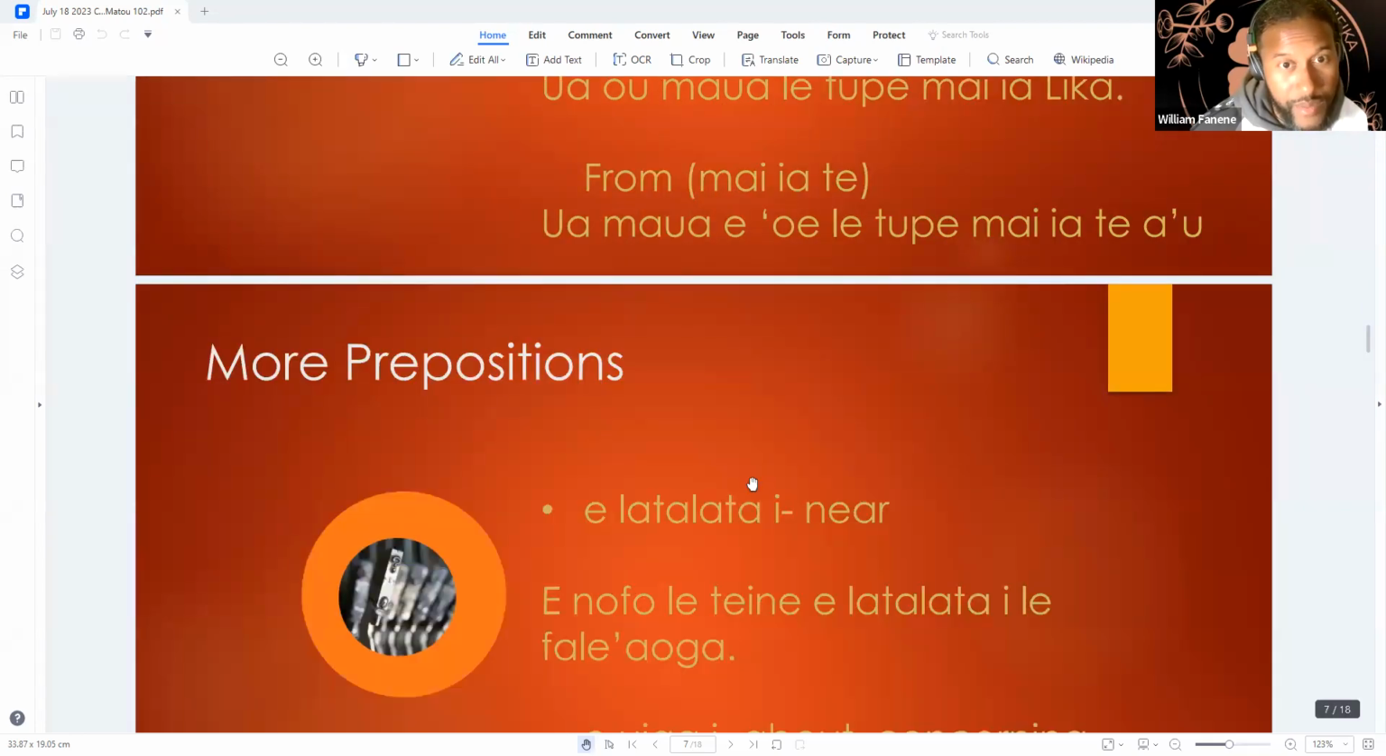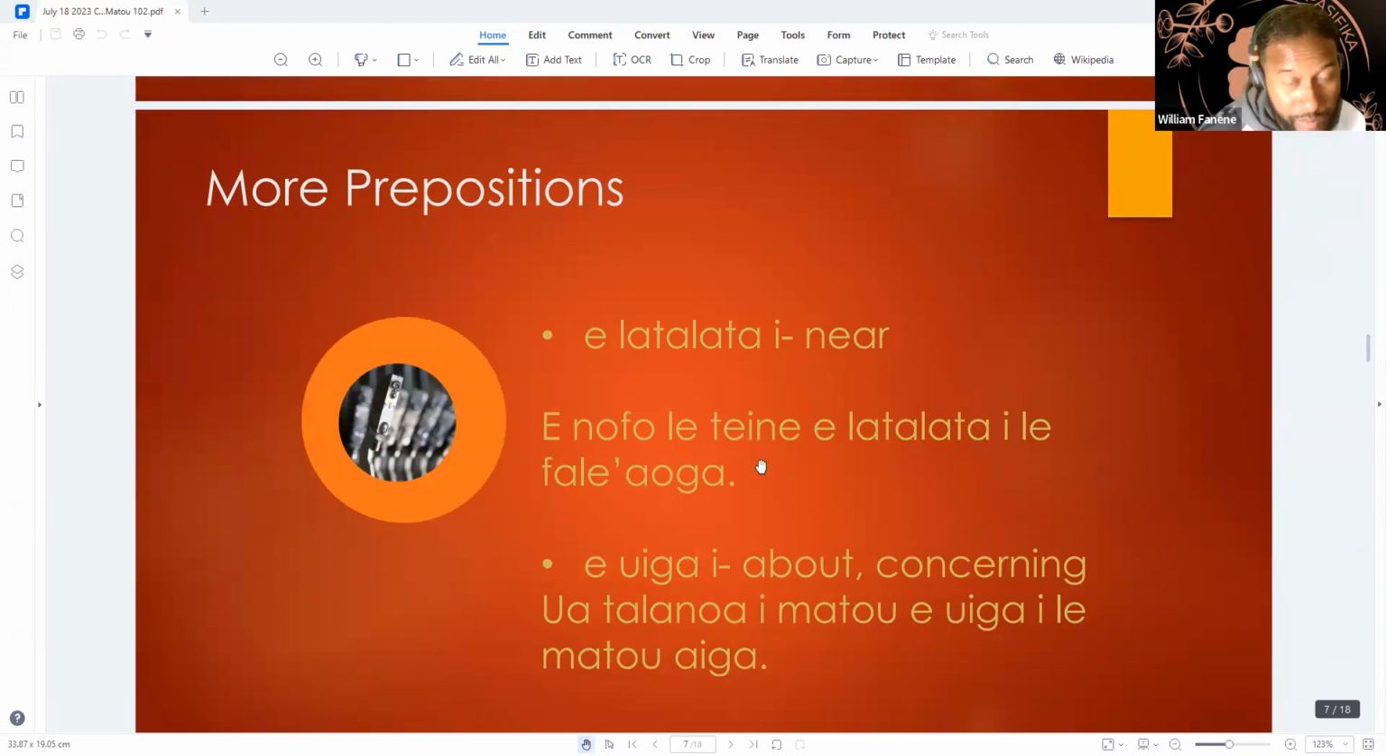Okay. Here's some other prepositions. And remember how we introduced the location phrase that we didn't talk about. Elatalata I or elakalaka I is near. So enofoletene elakala. I'm sorry. Enofoletene elatalata I le fale aonga. So enofoletene elatalata I le fale aonga. So does anyone want to take a stab at this sentence right here?